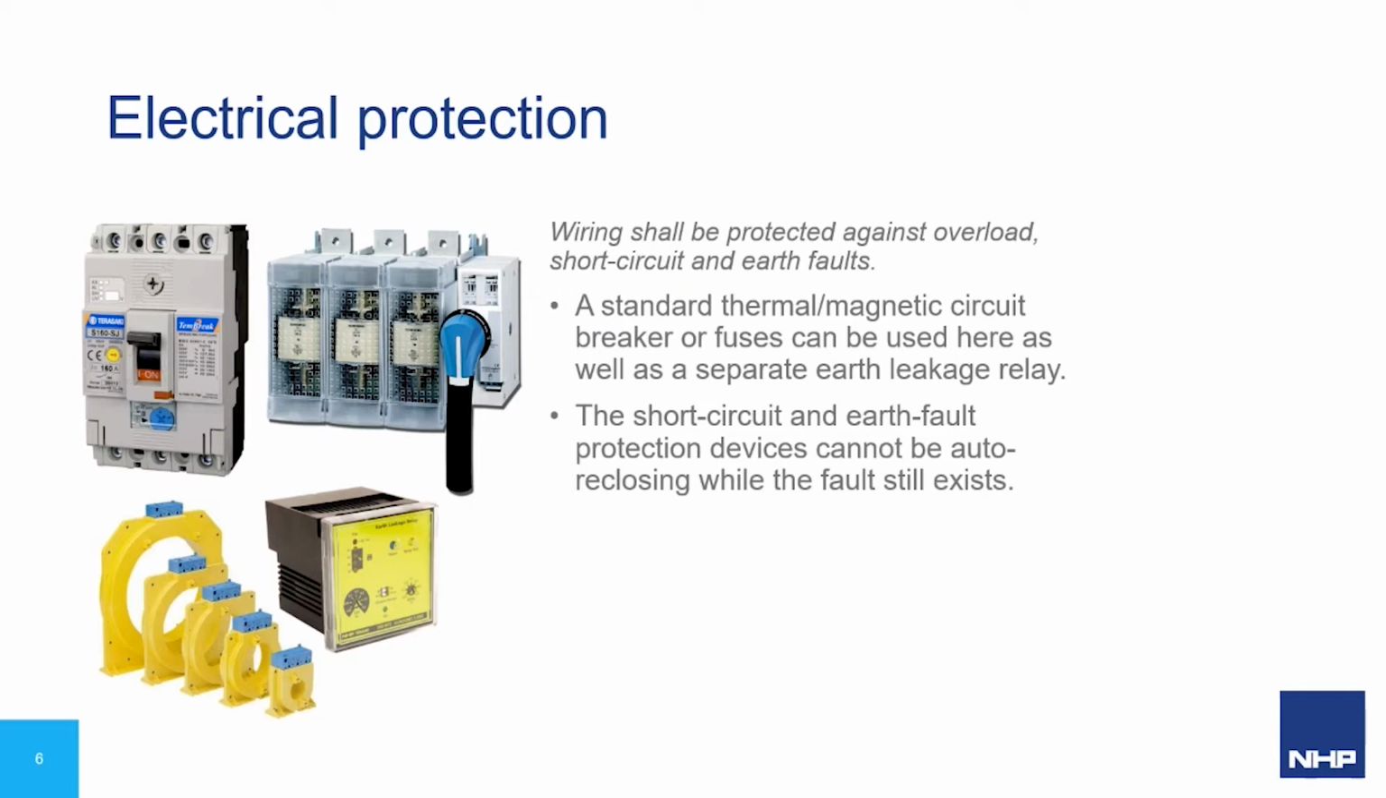Now, this section also states that the short circuit and earth fault protection devices that you are to select and use cannot be auto reclosing while the fault still exists. So with this final point, we're effectively stating that these devices and systems would need to be manually reset after the fault has been looked into. And if this was not done, you would find it would cause a dangerous condition and potential ignition of the atmosphere.